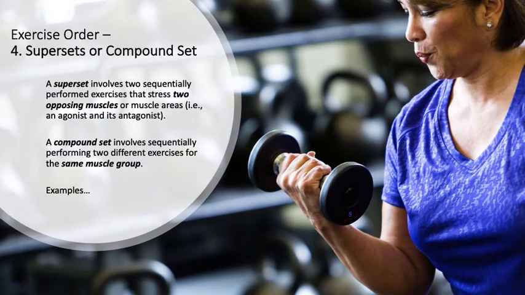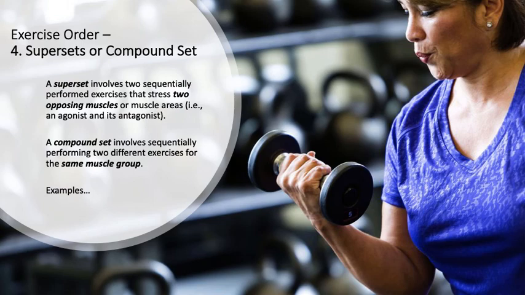The fourth consideration for exercise order is something called supersets or compound sets. A superset involves two sequentially performed exercises that stress two opposing muscles or muscle areas, an agonist and its antagonist. So let's look at an example. This would be bench press followed by a lat pull down, where bench press isolates the chest and lat pull down isolates the back muscles. Or split squat and a deadlift. Split squat isolates mostly the rec fem and the quad, and then the deadlift uses the posterior chain.